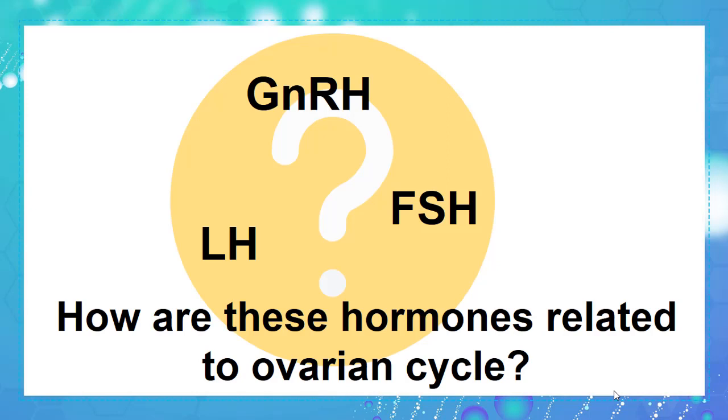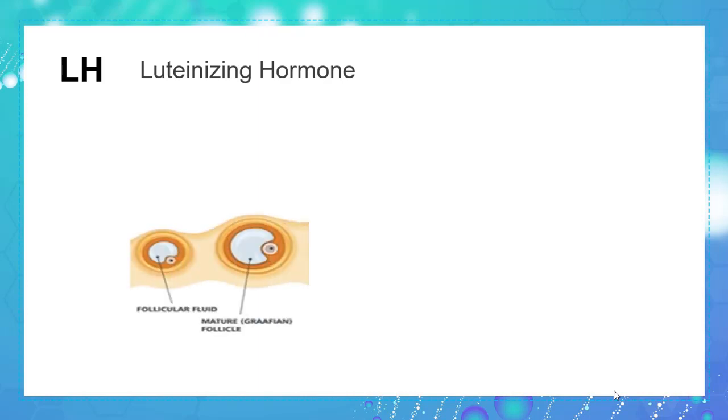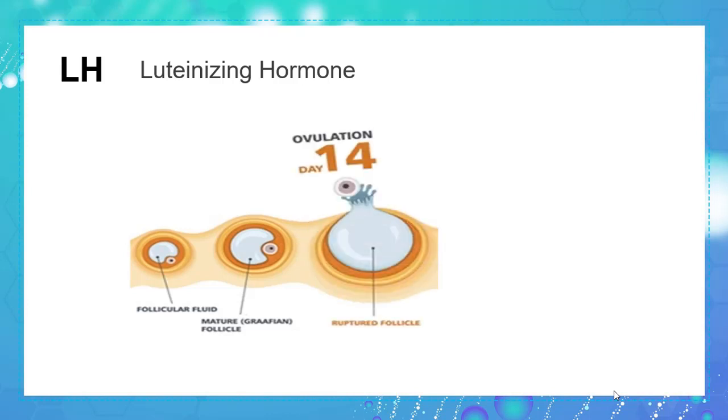But what are these hormones and what do these acronyms stand for and how are they related to the ovarian cycle? FSH stands for the follicle stimulating hormone as suggested by its name. This hormone stimulates the growth and maturation of the follicles within the ovaries. LH stands for the luteinizing hormone. This hormone also stimulates the growth and maturation of the follicles within the ovaries, but mainly is responsible for the rupture of the graafian follicle and its transformation into luteal body.